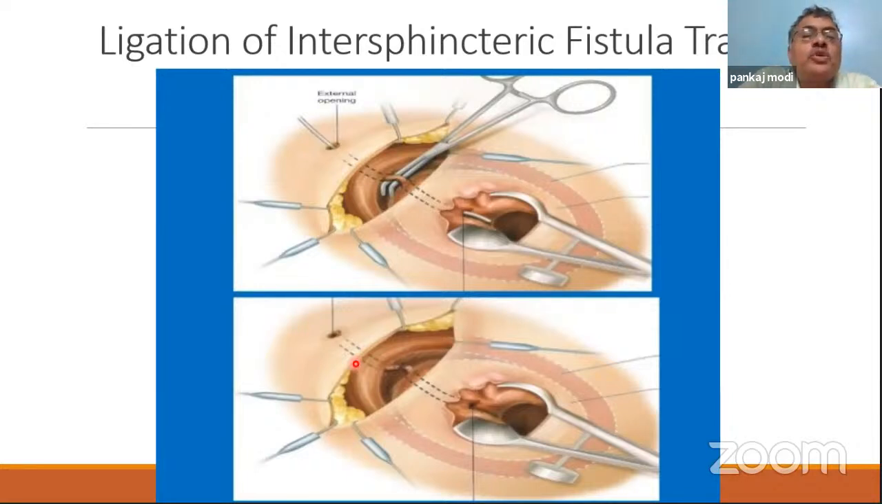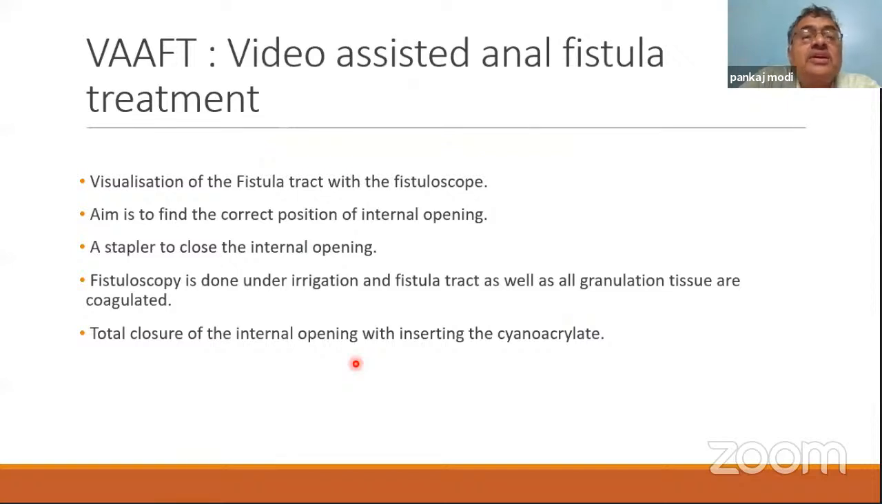Even people have tried this laparoscopically. Understand, this is what is video assisted. The same thing is done that way. The principal difference is here we do not ligate the tract. We ligate the opening in the rectum. That is what the staple closes, it is the same principle.